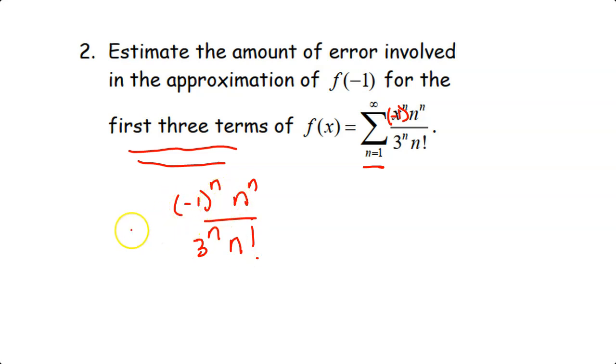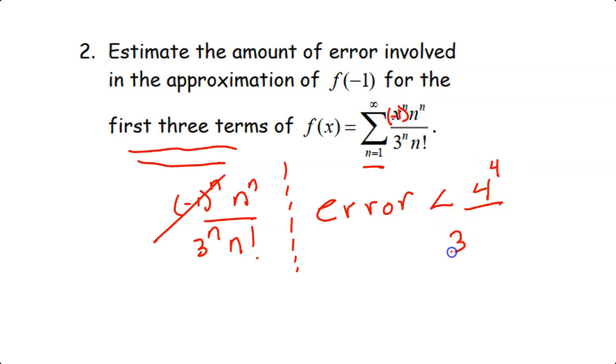We're going to be looking at the absolute value of the error. We don't care if the error is positive or negative. So I'm just going to throw that alternation part out. And since we're using the first 3 terms, we know we're stopping after n is 3. So my error will be no more than putting a 4 in. So my error is less than 4 to the 4th over 3 to the 4th over 4 factorial.